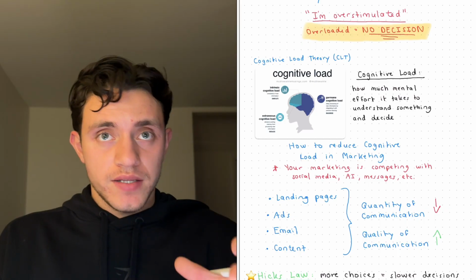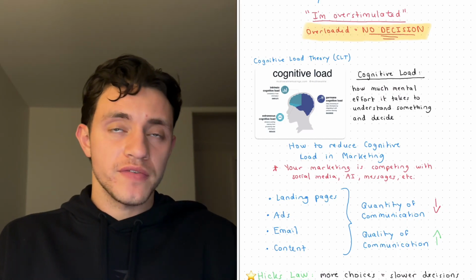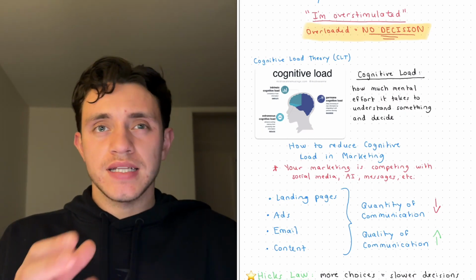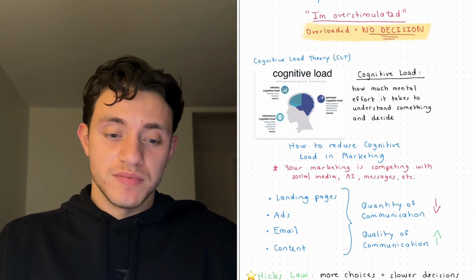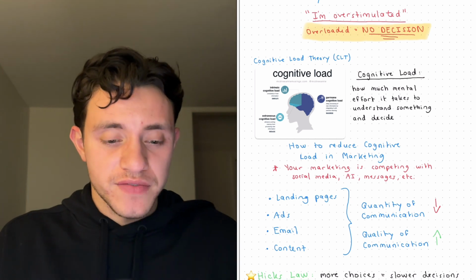So I think a misunderstanding that we have is that people are just lazy and unmotivated, but really they're just overloaded. There's a study that says the average adult makes 35,000 decisions per day, and that is related to cognitive load and what we're going to be going over in this video.